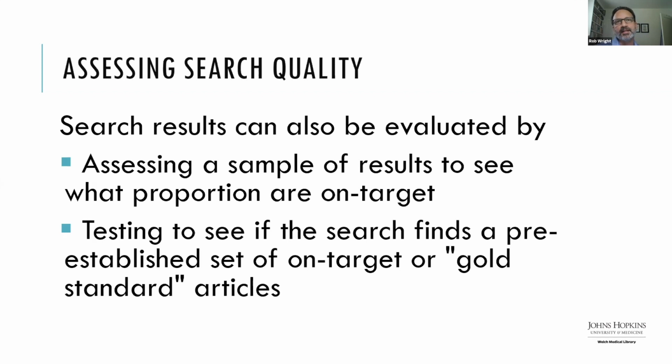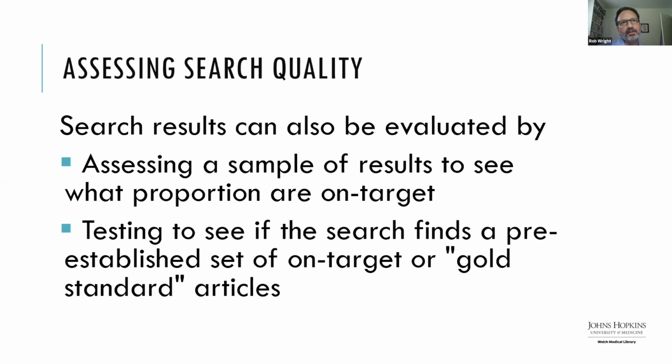On the other hand, if it's like 1% or 5% or 10%, then you've probably got too broad of a search. You need to focus it somehow, or maybe you've got terms that are blowing it up and giving you off-target results. So that again gets at the importance of iteration.